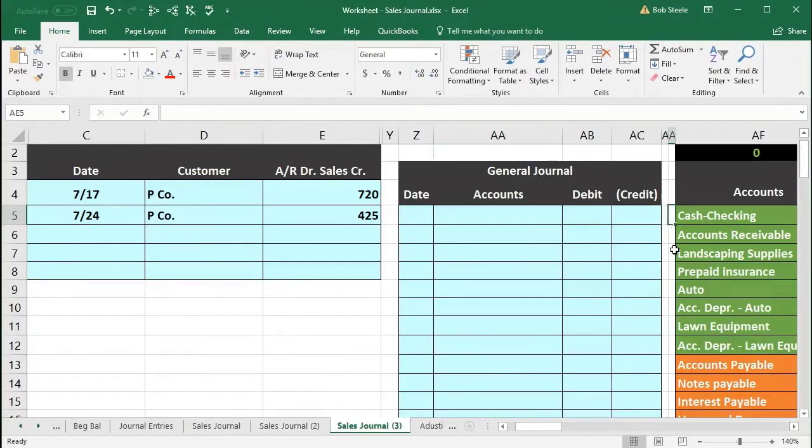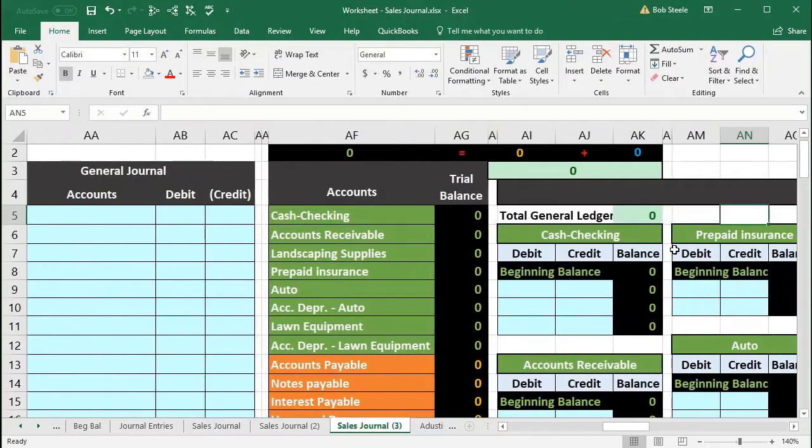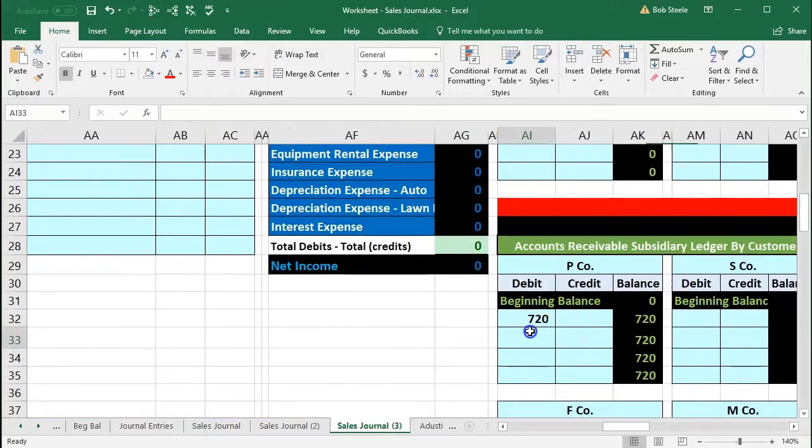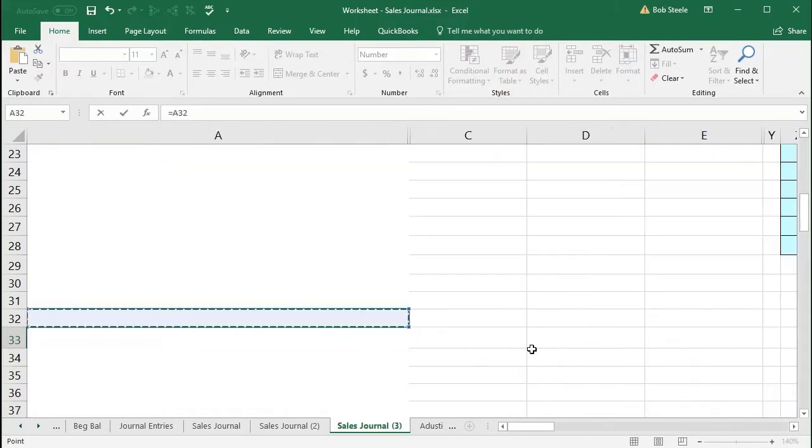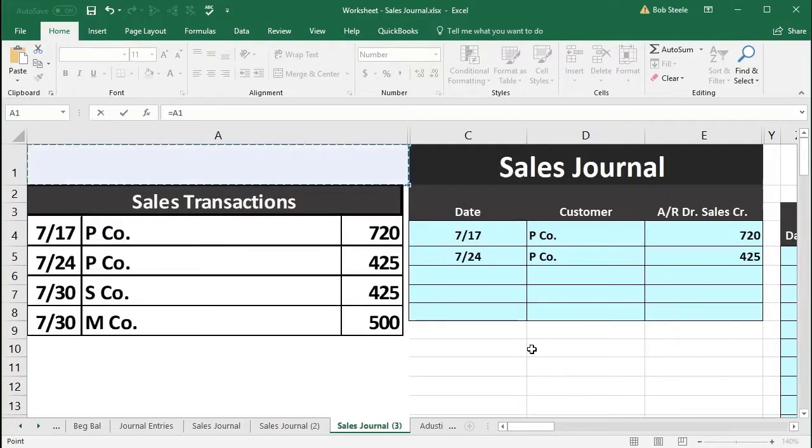So we're going to scroll back over here then. Scrolling back down to the P company, we're going to be in cell AI33. We will say equals. We're going to go all the way to the left. I'm just using the arrows now, scrolling all the way up. And we're going to point to that 425 on E5 and then enter.